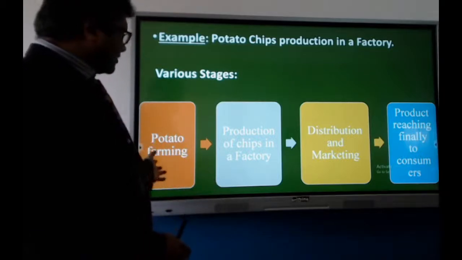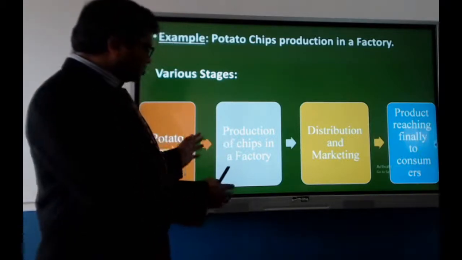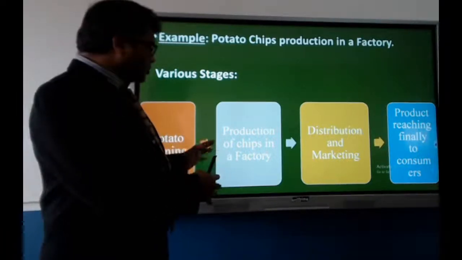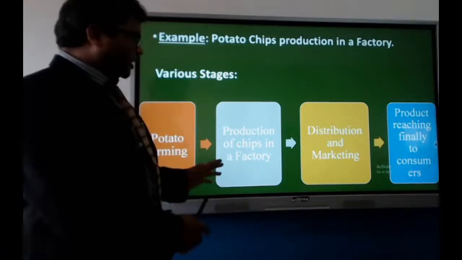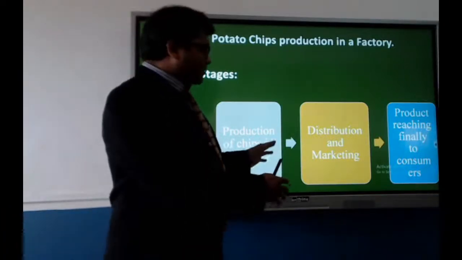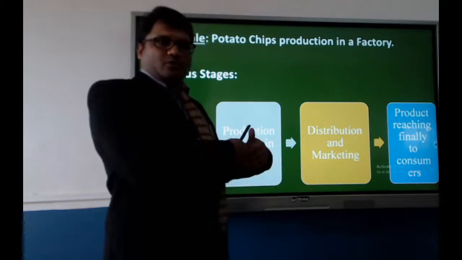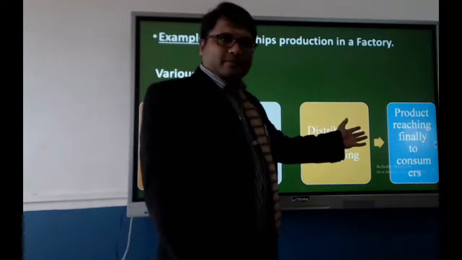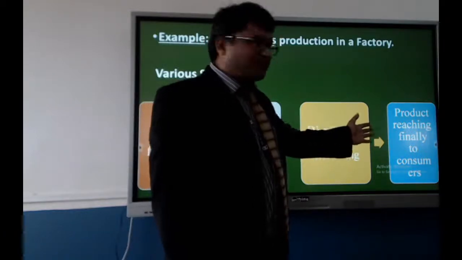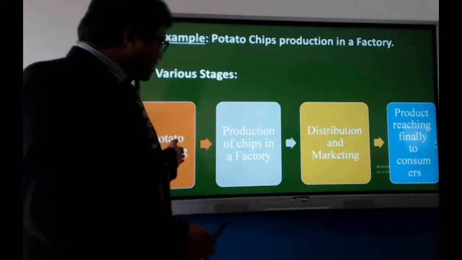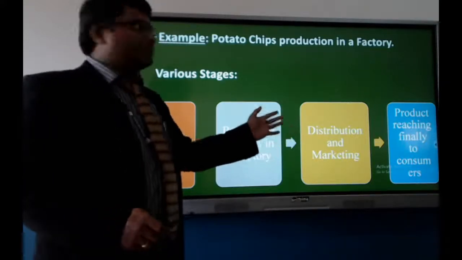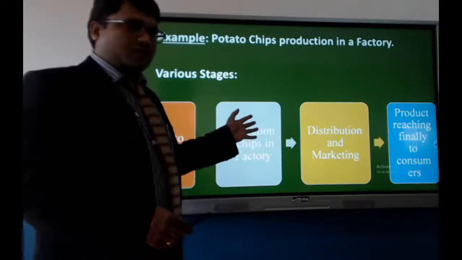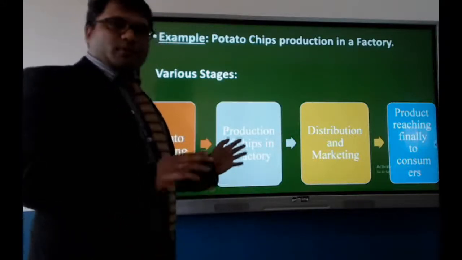Then, after farming, all these potatoes are brought to the production facility and these potatoes are manufactured or produced and they are converted into chips. Okay, and then afterwards they are packed, marketed and distributed to the entire population. And so at the fourth stage it reaches finally to all the consumers. So these are the four different stages which are involved in the manufacturing activity at a very broader level.